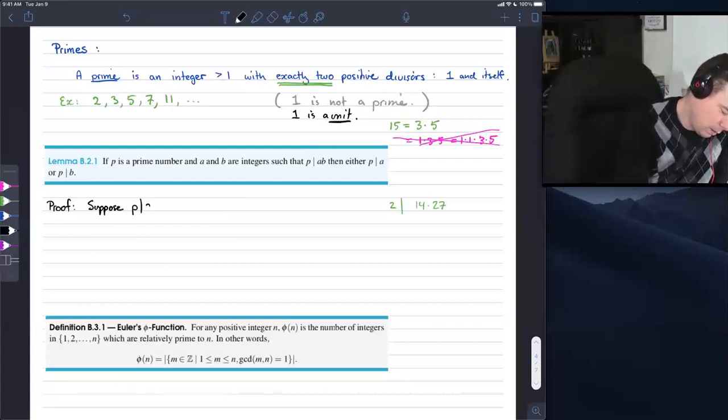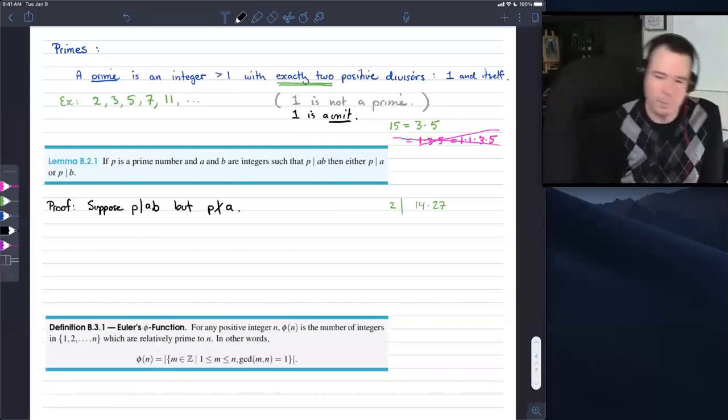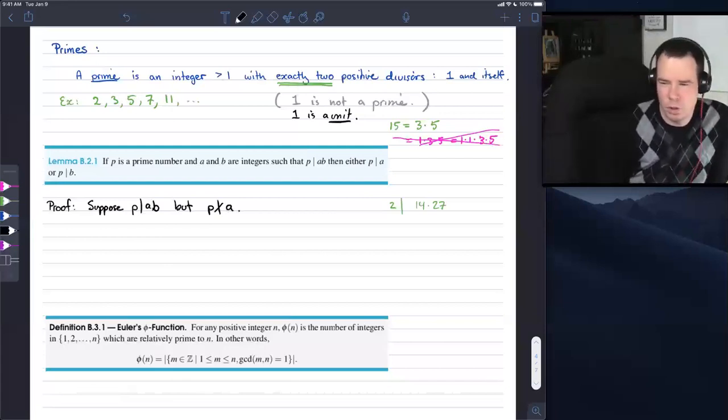So what we're going to do is we're going to suppose P divides AB, but P does not divide A. Then we're going to show that it has to divide the other one. It has to divide B. So if P divides the product, but it doesn't divide one of the factors, then it must divide the other one. So that's how we're going to prove it.